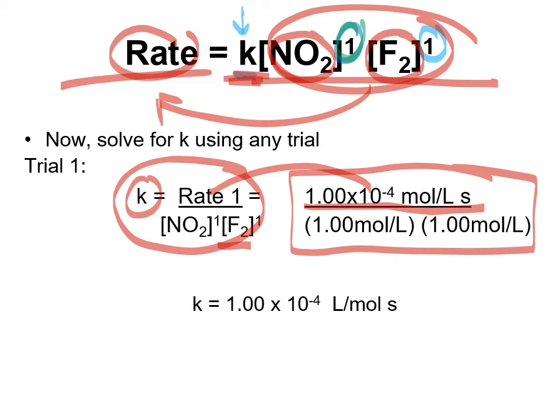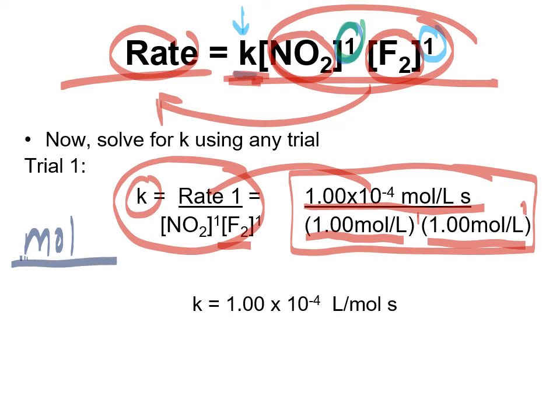is 1 times 10 to the negative 4 moles per liter per second. The concentration of NO2, and I can put a 1 there, is 1 mole per liter. The concentration of F2 from trial 1 is also 1 mole per liter with an exponent 1 on there. And then I go through and solve, and I will end up with 1 times 10 to the negative 4. Now the units are a little bit trickier to solve for. So we have moles per liter per second on the top, and we have moles per liter and moles per liter on the bottom. So let's just rewrite the units over here.